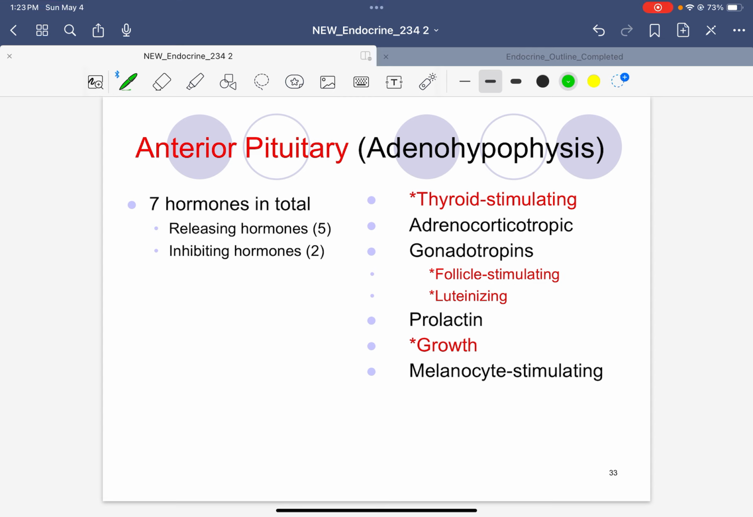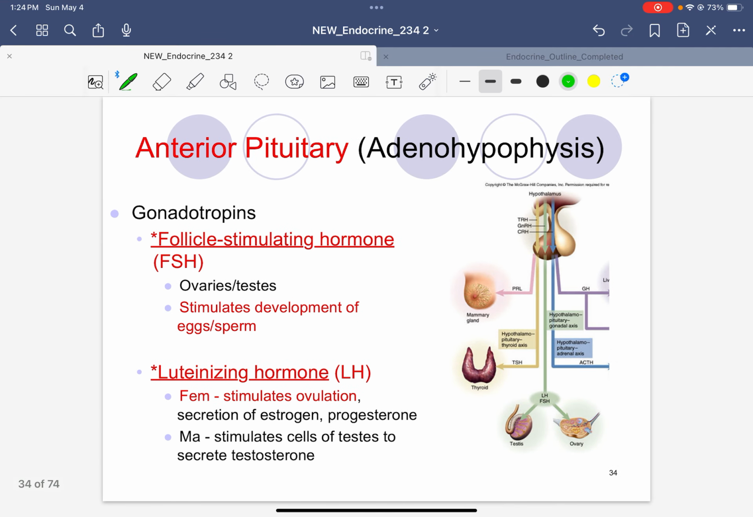Let's talk about those pituitary glands. The anterior, otherwise known as the adenohypophysis. I've put in red the hormones that you need to know. These are the hormones that are produced and released from the anterior pituitary gland, which dangles down from the hypothalamus in the brain. Thyroid stimulating, follicle stimulating, luteinizing, and growth hormones. So we're in the anterior pituitary.